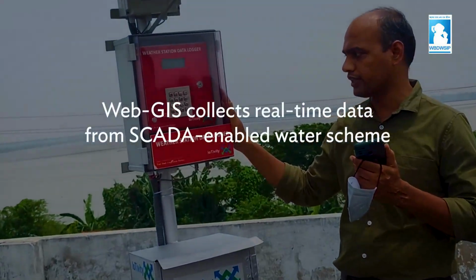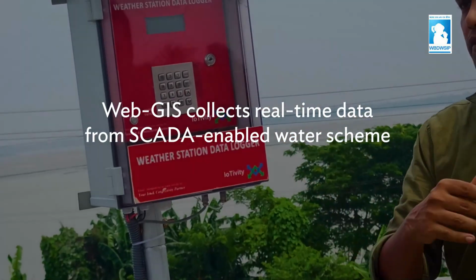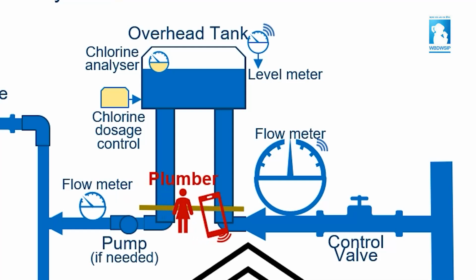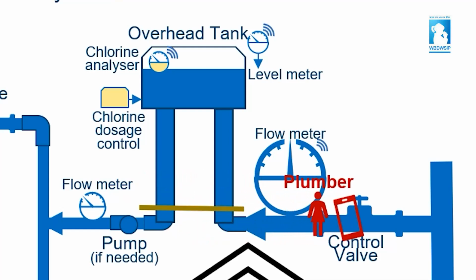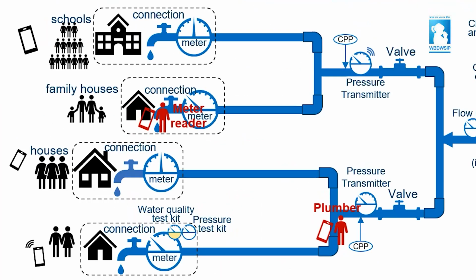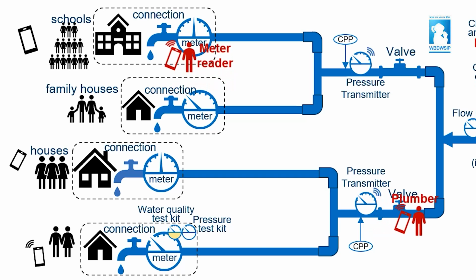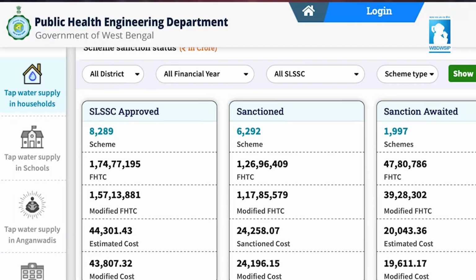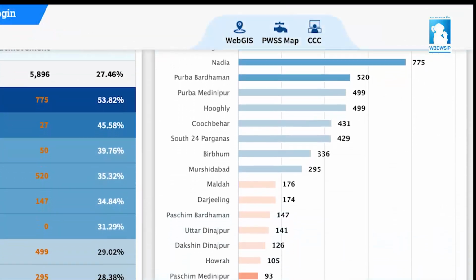The Web GIS in the Command and Control Center will collect these real-time data from each water scheme, which has a SCADA system. These SCADA will also collect data from the Gram Panchayats which that particular water scheme serves. The Command and Control Center will not collect all data, but only the key data sufficient for the central management.